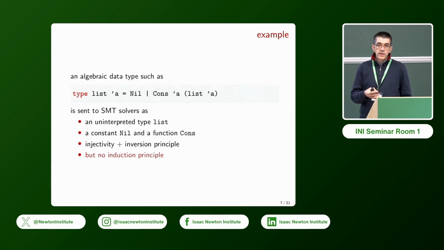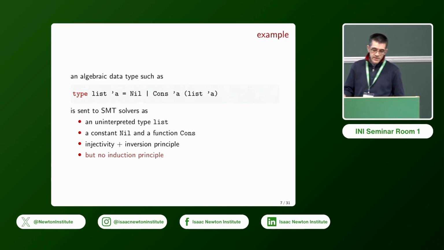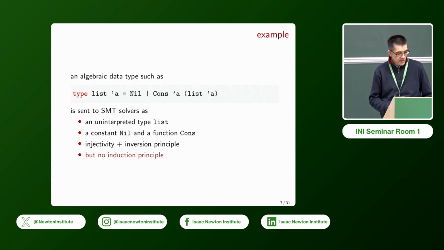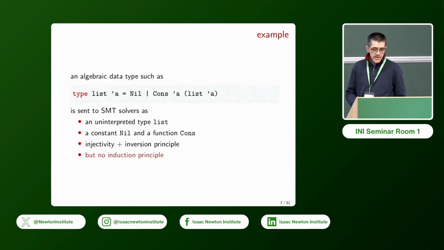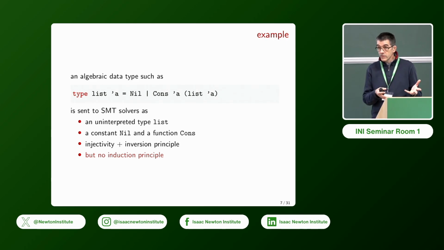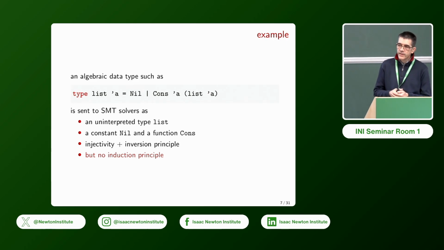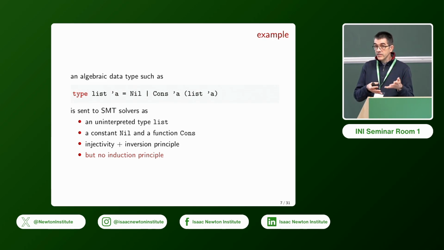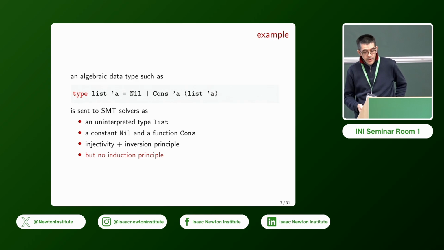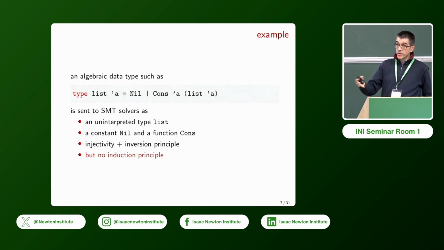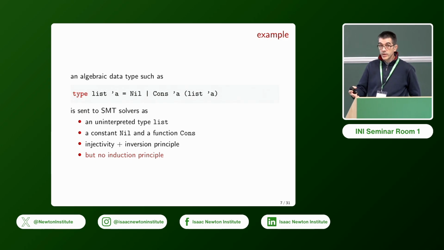So for instance, when you declare some algebraic data types, like the polymorphic list we already saw, then we are going to translate that to the SMT solver as some uninterpreted type list, a constant nil, a function cons, and injectivity and inversion principles, like the fact that any list is either nil or cons. But we cannot throw the induction principle that comes with the list to the SMT solver, because this is not something we can describe in first order logic.